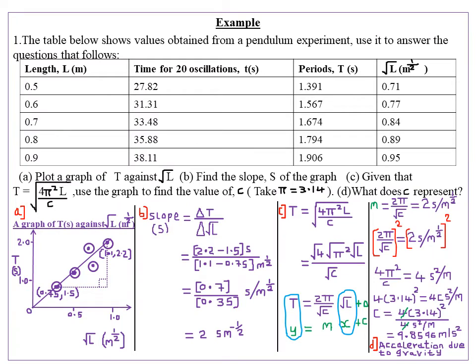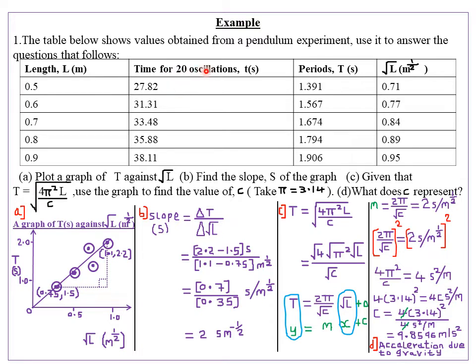Let's look at examples of such questions. You are given that the table below shows values obtained from a pendulum experiment. You are required to use it to answer the questions that follow. So usually in the practical questions, you are given the values of length, but it is upon you to do the experiment and use it to fill the other values.